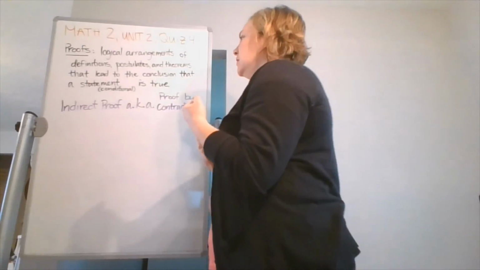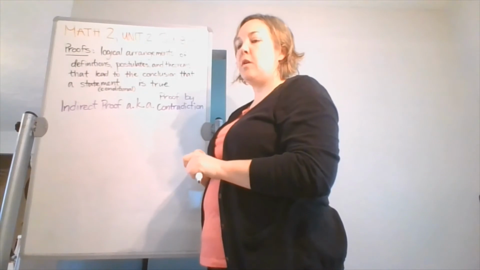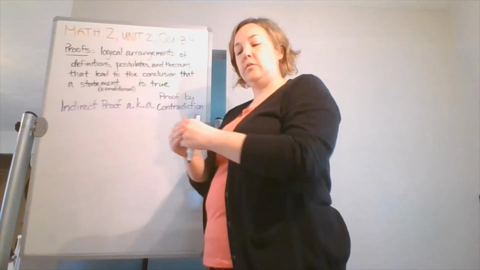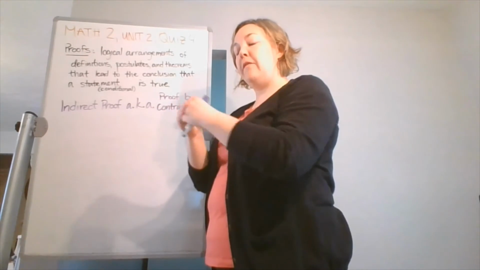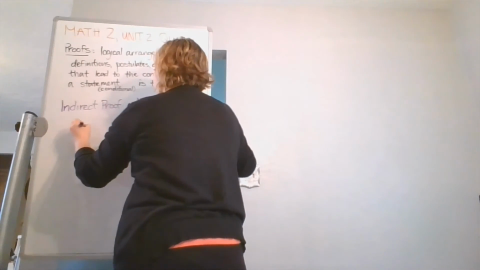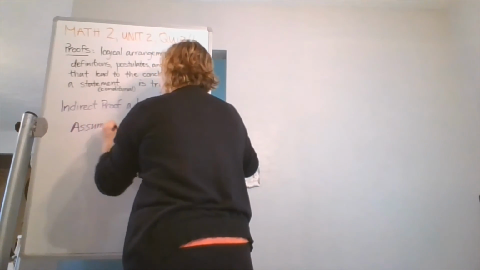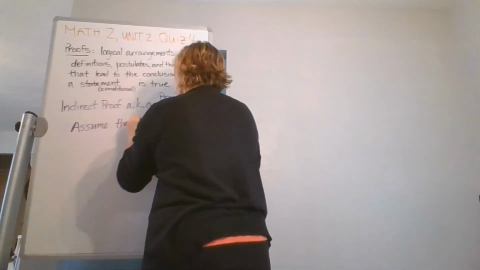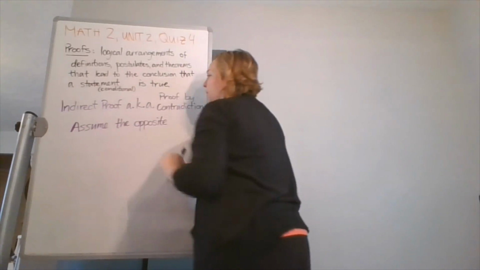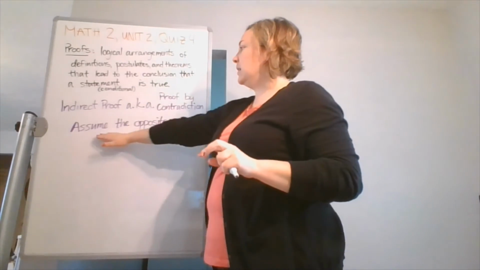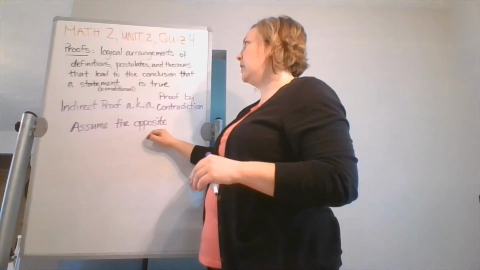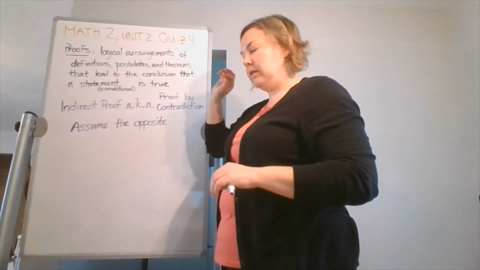So a proof by contradiction or an indirect proof is where you take your original statement, your if A then B conditional statement, and you're going to assume the very opposite of that. So your first step is to make an assumption that is opposite of what you are trying to prove. And then you go through, and it's often like a two-column proof.